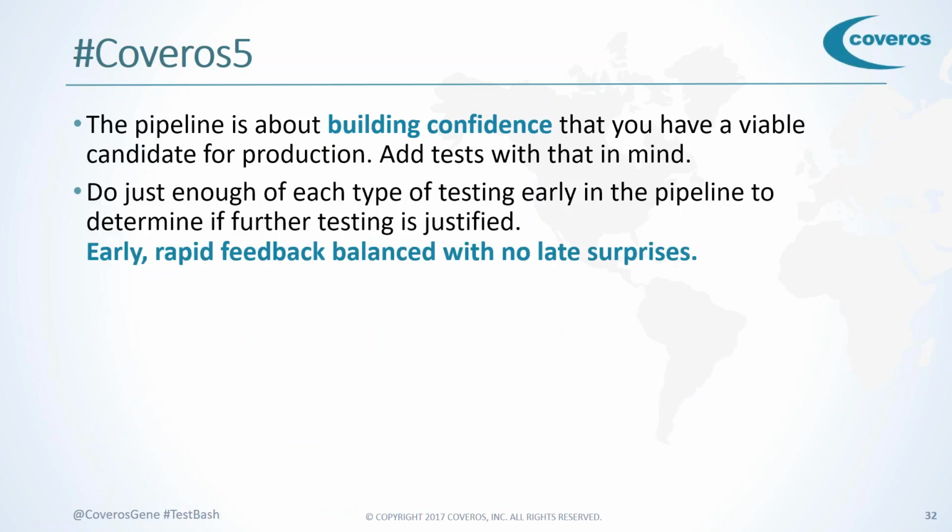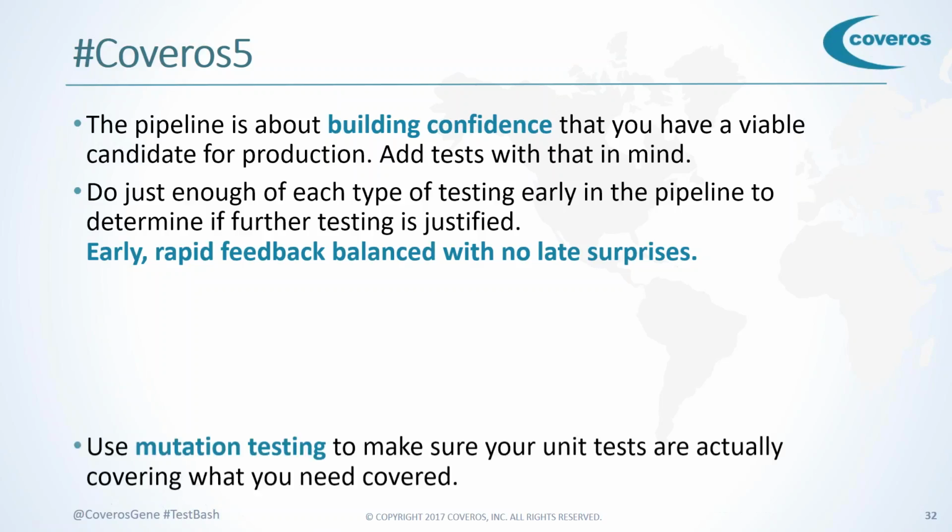Next, do just enough of each type of testing early in the pipeline to determine if further testing is justified, right? Balancing early rapid feedback to avoid late surprises. You can't do everything first or last, so find some balance, but make sure you're doing some of each type of testing early on, so that by the time you get to the end, you have some expectation that it will work.